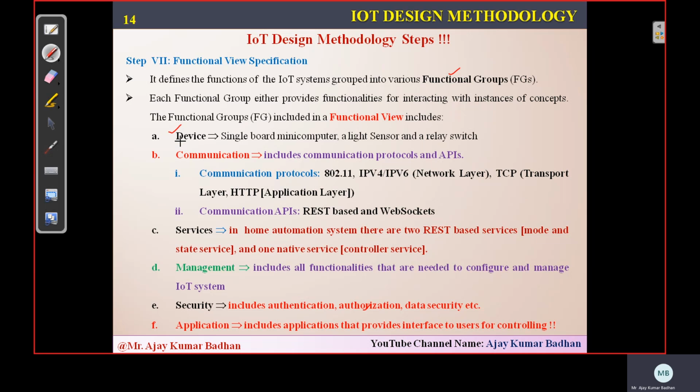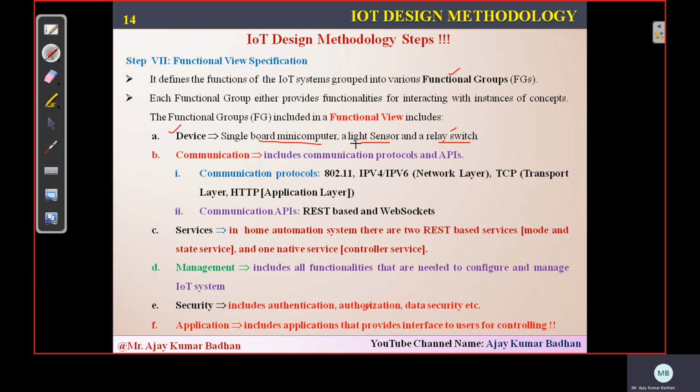This functional view will consist of different types of groups. For example, we have a device, which is a functional group. In the devices, what devices might we be using here? A single board mini computer. We have a light sensor for detecting whether the light is turned on or off, and based on that we need to take action. For that we have relay switches, so using relay switches we perform the operation.